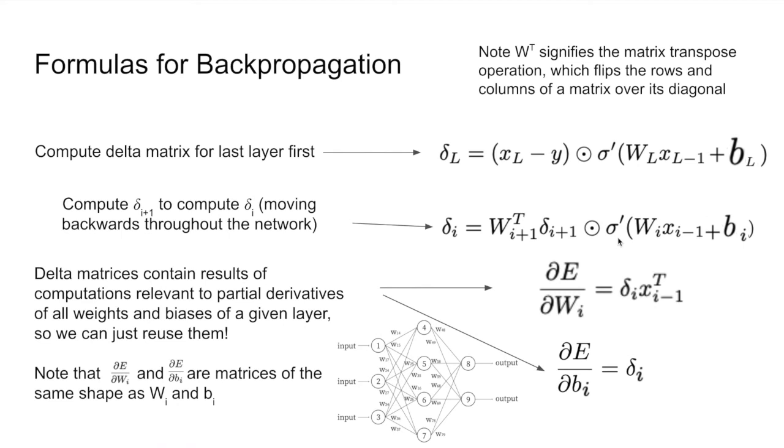Okay, cool. Now, if we've computed these delta matrices for every layer, then in order to compute the partial derivative matrices that we talked about earlier, for some layer I, it's simply the delta matrix for that layer times the transpose of the outputs of the previous layer. Note that this is going to be the exact same dimensions as our corresponding weight matrix. And even more simply, the partial derivatives for the biases are literally just the delta matrices. There's nothing else that we need to do.